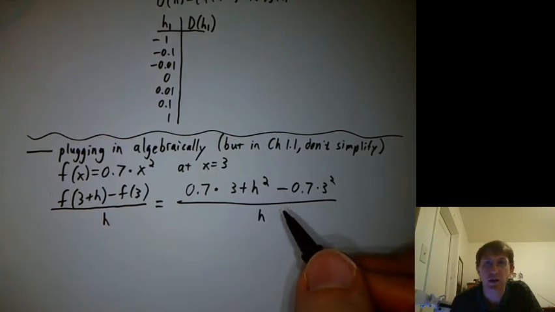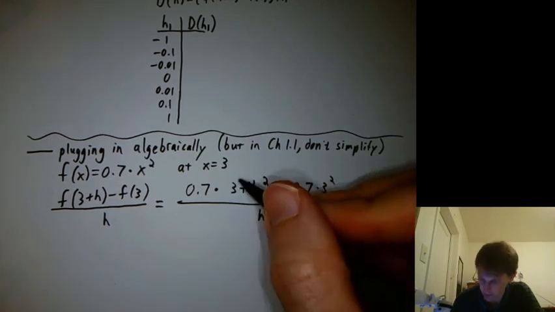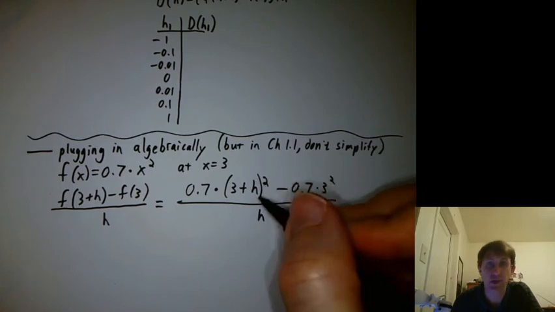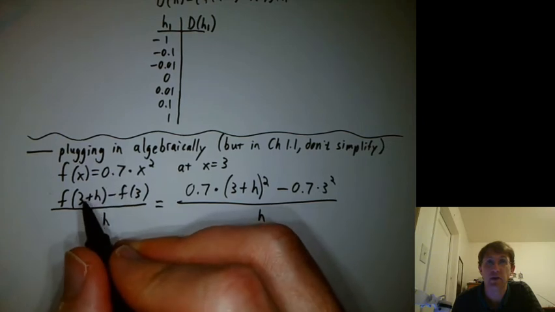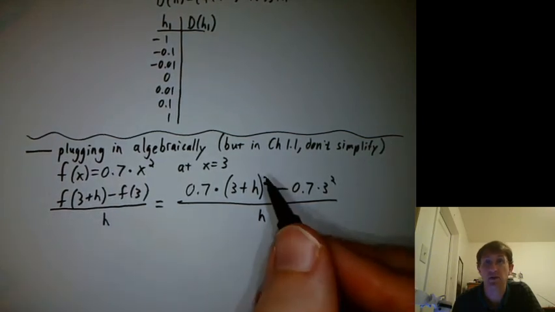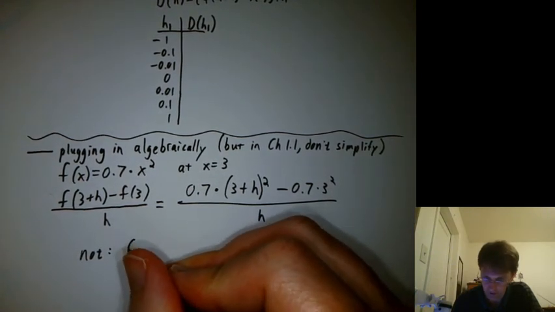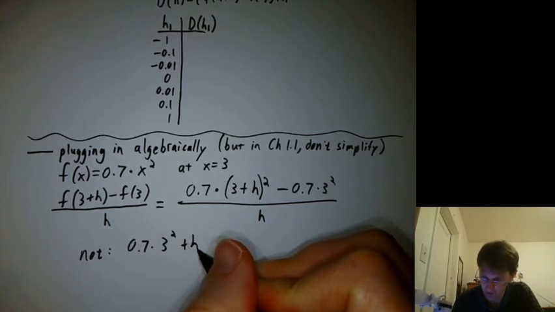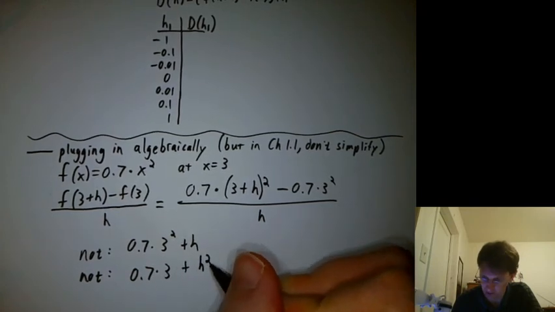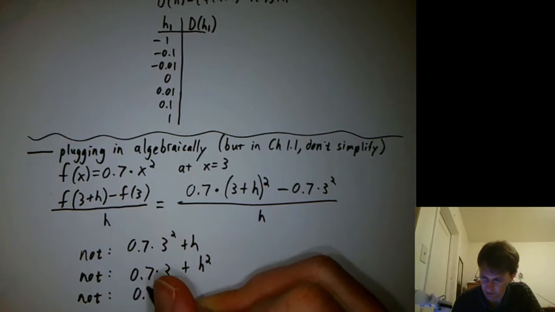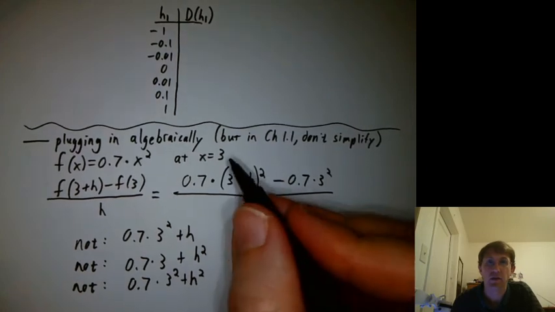And is that correct, or do I need to fix it up? You're probably thinking, he loves pointing out where the parentheses should go, and that's really what we need here. We really need those parentheses there. So f of x, whatever you give it, it squares it. If you give it 3 plus h, it will square 3 plus h. So we need to protect that with parentheses. So we need to point out this is not 0.7 times 3 squared plus h. This is not 0.7 times 3 plus h squared. And it's not 0.7 times 3 squared plus h squared. All right, so we really have to do it that way.